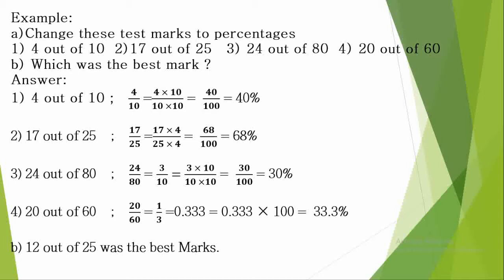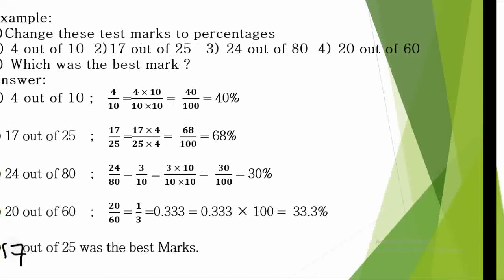If you multiply this decimal with hundreds, you will get the percentage, which is 33.3%. Then 0.333 multiplied by 100 is equal to 33.3%. Now compare all the percentages and tell me which was the best marks. See the percentages. First one is 40%, second one is 68%, third one is 30%, fourth one is 33.3%. So 17 out of 25 was the best marks.